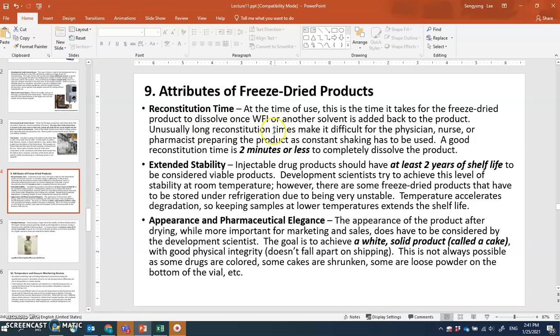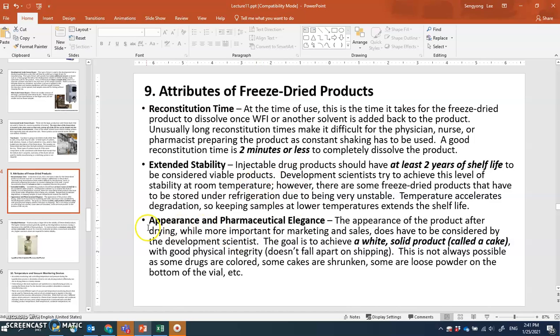Okay. And then extended stability. Once it's freeze-dried, of course, your shelf life will be extended at least like 2 years. That should be the benefit. Otherwise, there is no point of doing the freeze-drying because it's so expensive. So you need to do the study on the stability of your drug and see if during the extended time of 2 years your drug is still safe, effective, and active, right?